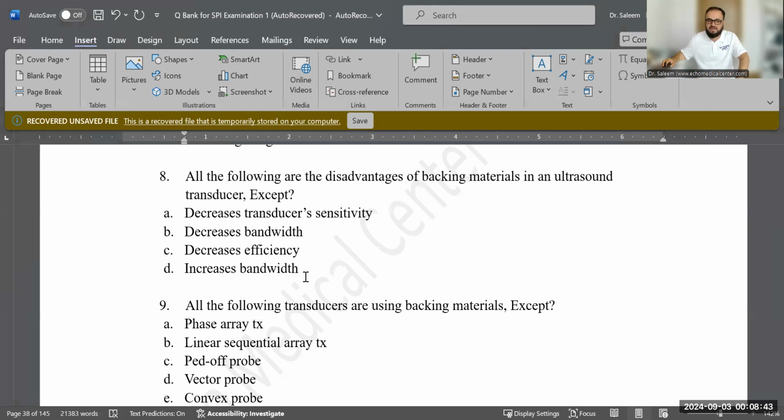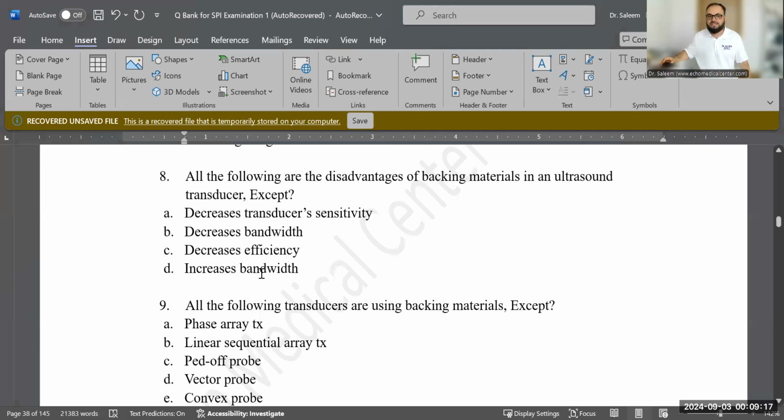Okay, exactly. B is the correct answer to be chosen because of decrease the bandwidth. When we have a backing material in our transducer, it will actually make the bandwidth wider. So that's why decrease the bandwidth is the disadvantage. The advantage is to have an increased or wider bandwidth when there is backing material.